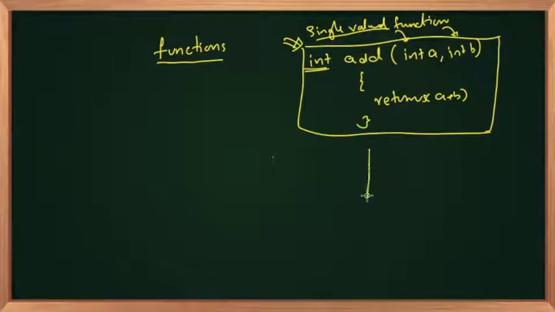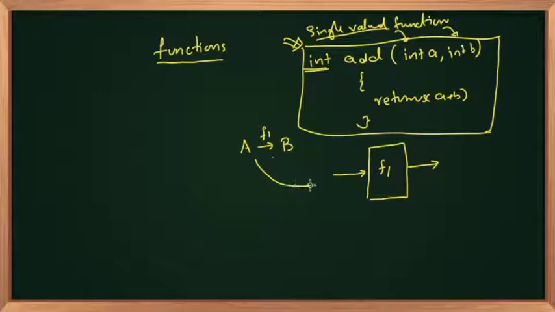So we can say that a function takes some arguments and produces some output. If I say a function from set A to set B, let me call that function f1. Then you give any value from A, you will always get an output. Or you can say that you give an element of A, you can always determine the corresponding element from B. Let me draw it like this.